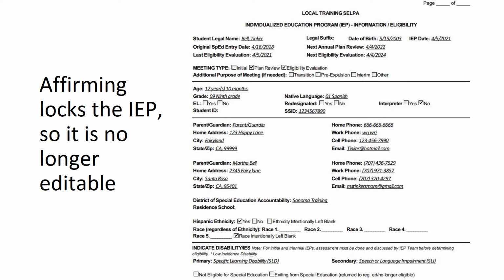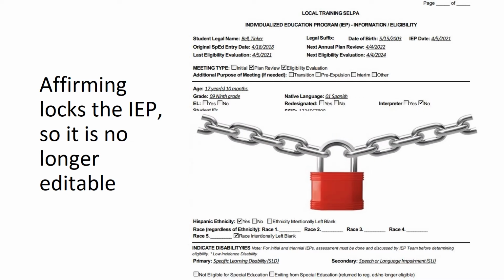Affirming an IEP is done after a meeting. The purpose of this is to lock in the IEP. Remember, the future IEP is editable. When affirmed, that IEP is now locked. The IEP should be affirmed as soon as possible by the case manager and no later than 7 calendar days from the meeting date.